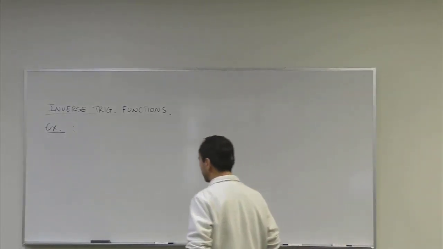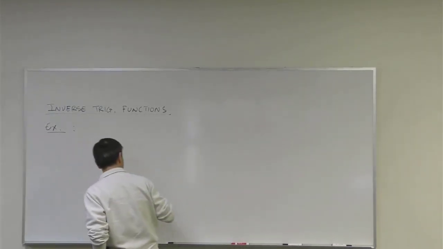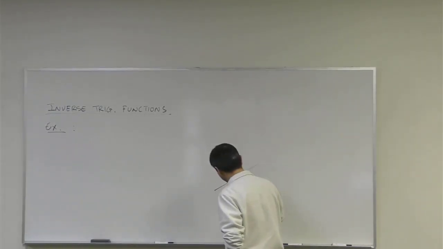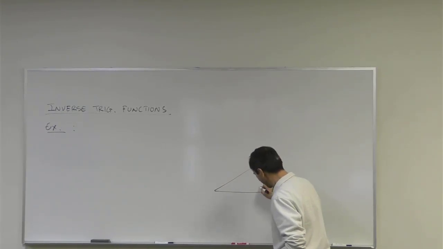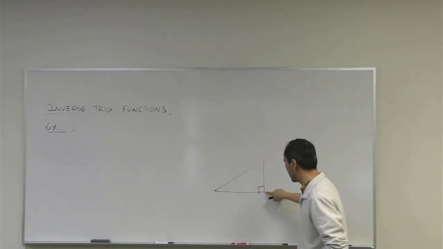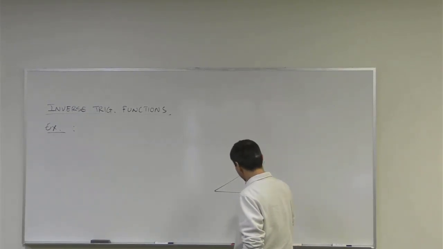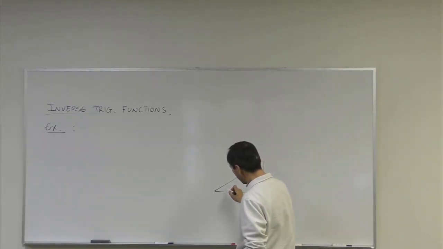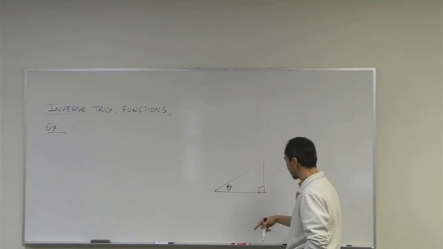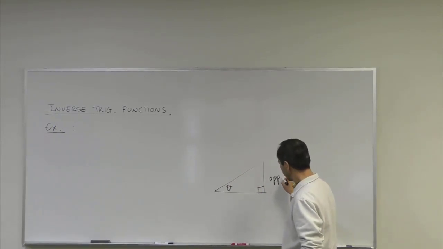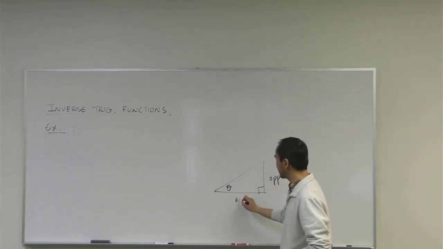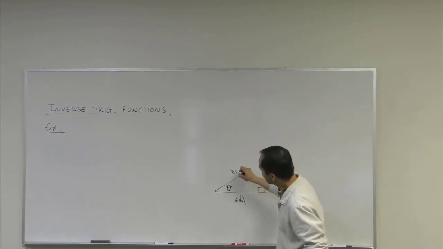Looking at another example here, we've used trigonometry in a right triangle before, in a lecture before, and now we turn our attention to the inverse functions. When you're on a right triangle with an angle theta, relative to that angle you've got the opposite, the adjacent, and the hypotenuse.